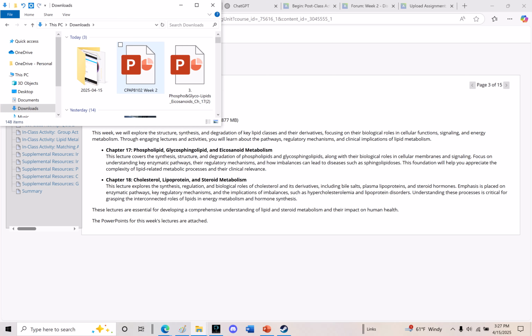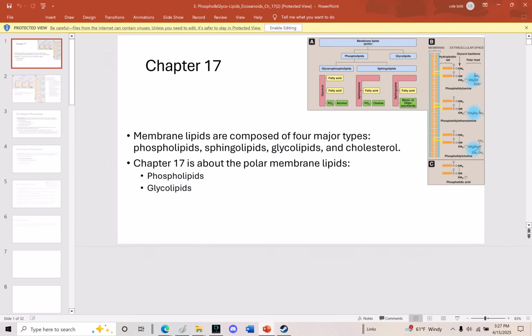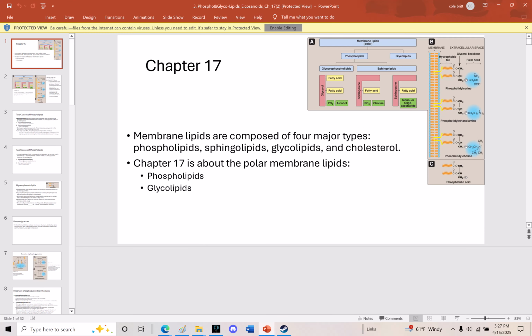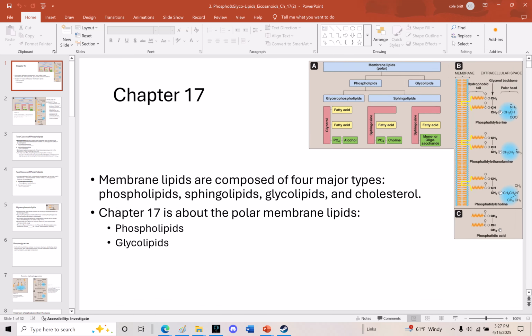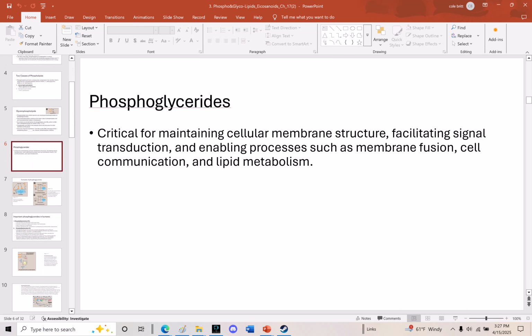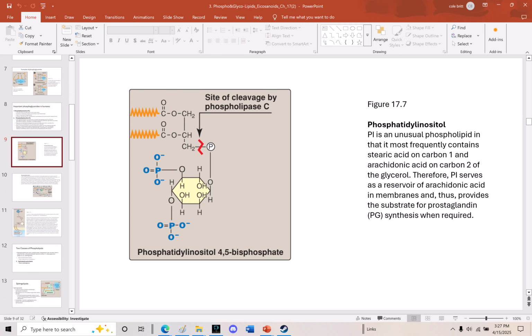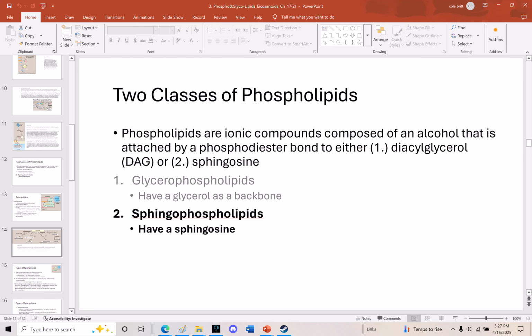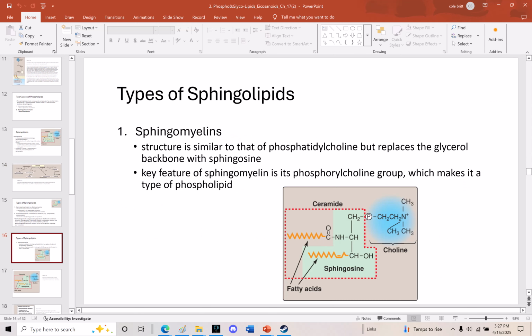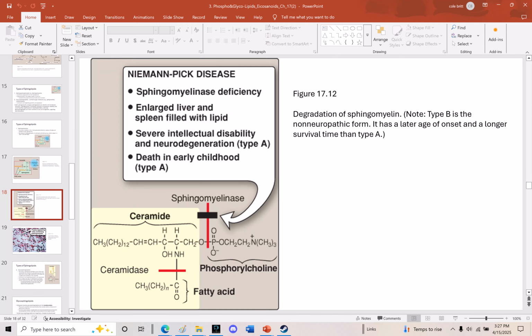FADH2. So these guys, this is the reduced state. This is the oxidized state. Oxidized is without the electrons. Reduced is with the electrons. So glucose and fatty acids are oxidized. Their electrons are moved to NAD plus and FAD to make these guys the electron carriers.